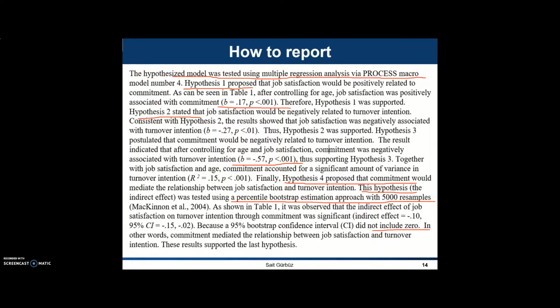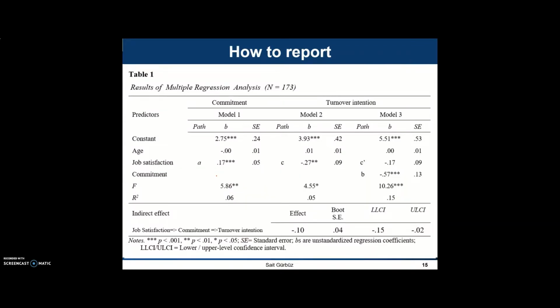Of course, in addition to that written text, you also need to attach a table regarding your results. For example, you can make this kind of table in order to show your readers your multiple regression analysis by using process macro. In here, you can see our path A. So this is the result of path A. You can see, for example, the F value and R square here, which come from the process macro outcome. And the second portion of my table is here.